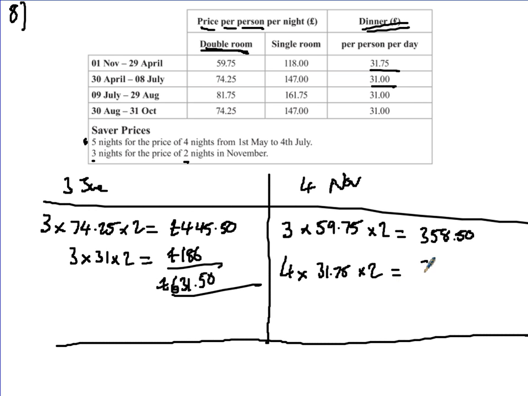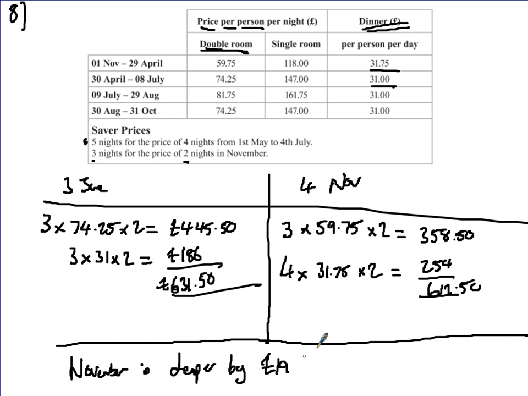So that's £254. Add the 2 together, that gives you £612.50. So which one is cheaper? November is cheaper. And I'll also say buy, and then if you take one off the other, then you can say buy £19.